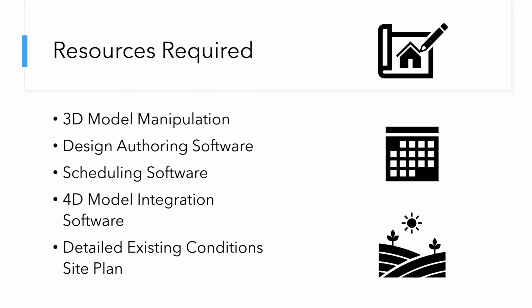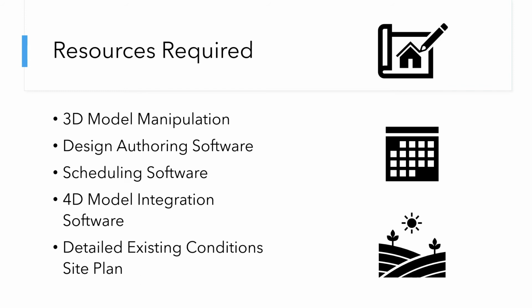Resources required. 3D model manipulation. For site utilization planning to work, a 3D model needs to be able to interact and communicate with a construction schedule. For this to be possible, a team capable of providing 3D modeling maintenance is extremely necessary.